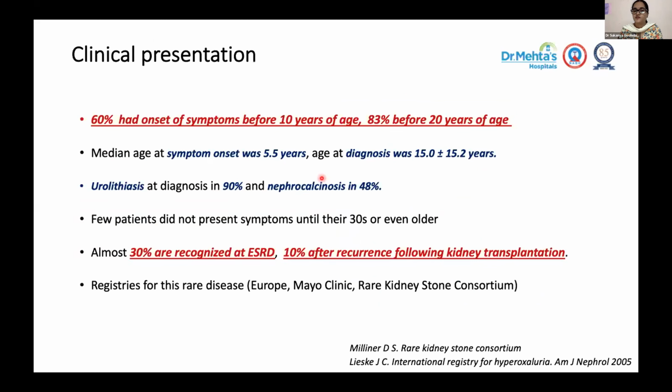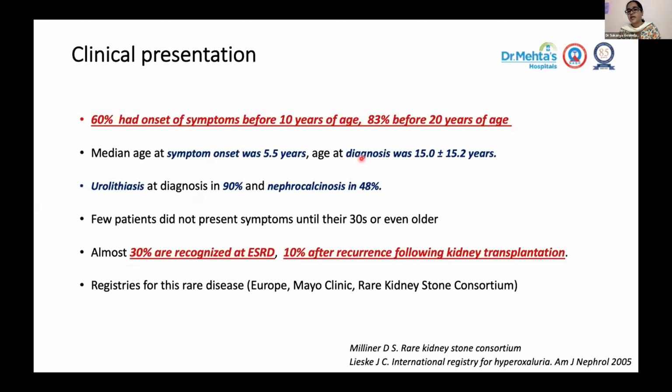Almost 60% of these patients do definitely have some onset of symptoms before 10 years of age, and majority, almost 83%, before 20 years of age. So there's definitely some suspicion that can be raised at first instance of these symptoms. And majority of these symptoms are urological symptoms. It is either in the form of stone passage or hematuria or detection of nephrocalcinosis in an ultrasound. The median age at first symptom onset, which is mostly urological, happens around 5.5 years of age.